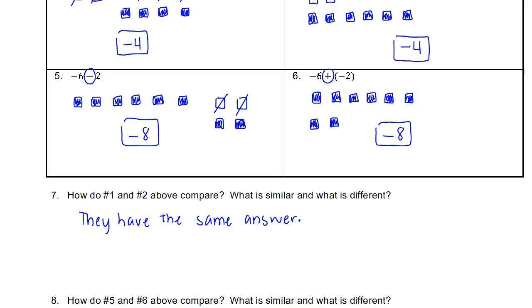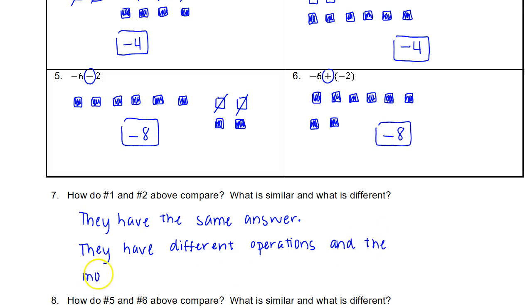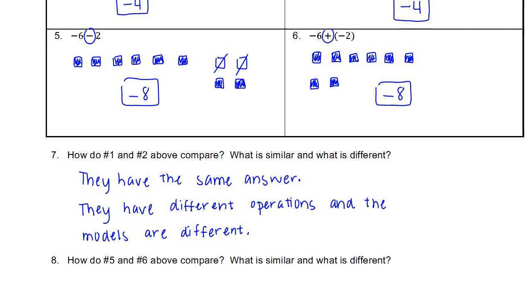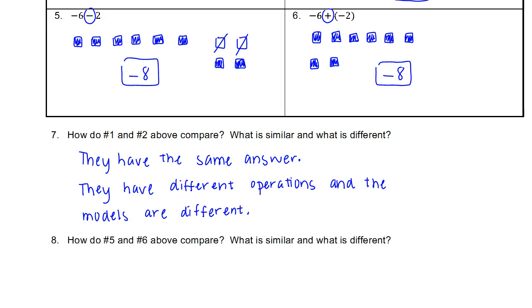So I'm going to list those two things for my differences. They have different operations. So that's referring to the subtraction and the addition. And the models are different. So for subtraction, we are taking chips away, and for addition, we are adding chips on.